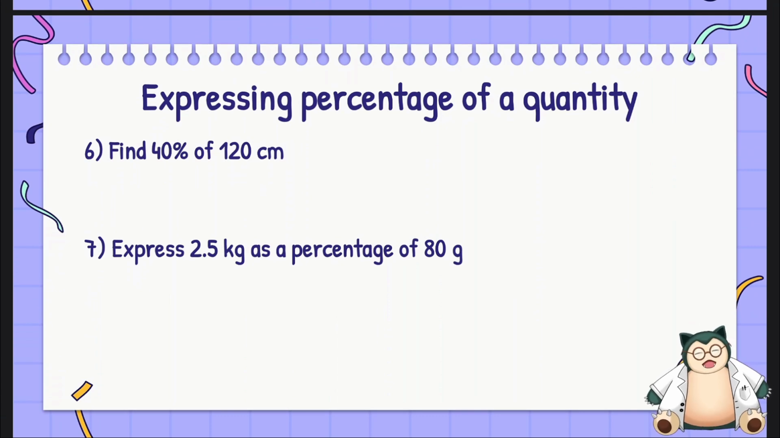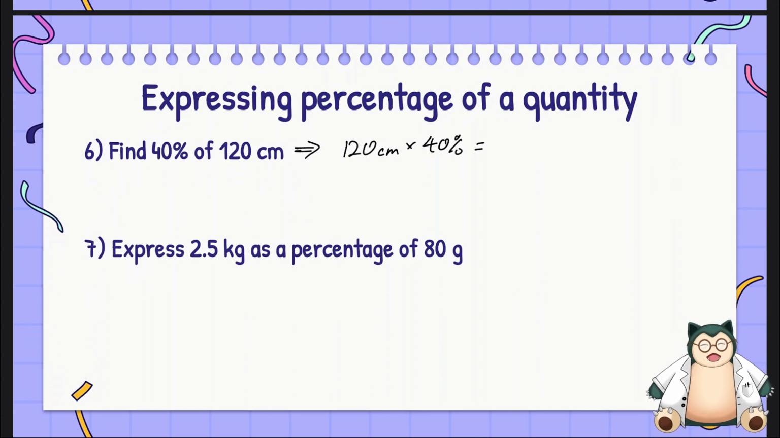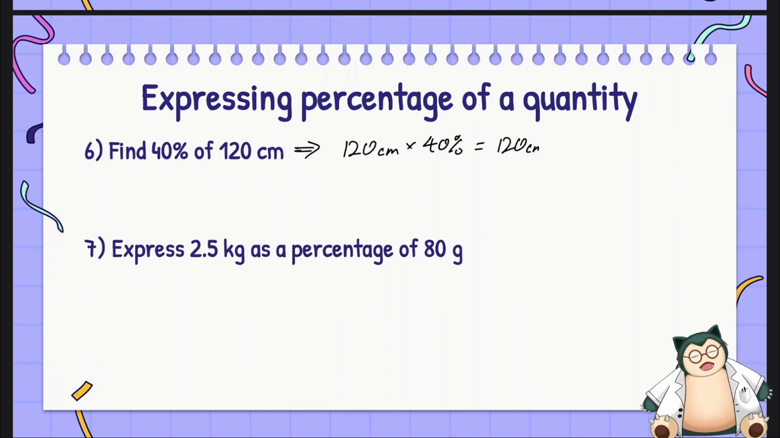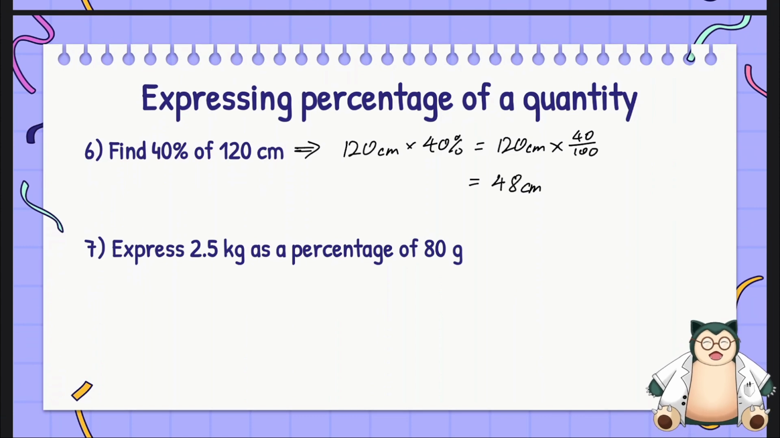Okay, now let's do some practice of expressing percentage of a quantity. So in this case, 40% of 120 cm. Okay, quite simple. What we get is 120 centimeters multiplied by 40%. In this case, you can express 40% as a fraction, 120 cm multiplying by 40 over 100. And we key in the calculator, we should get 48 centimeters. Is that okay?